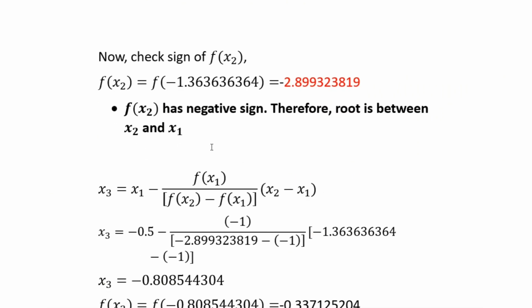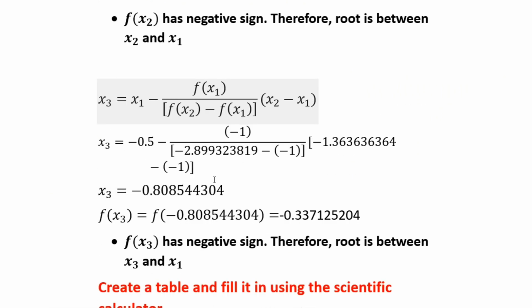Therefore, our root is between x2 and x1. Also, to find the x3 value, I can use this equation. x3 is equal to this value, and if x3 has a negative value and f(x1) has a positive value, then our root is between x3 and x1.